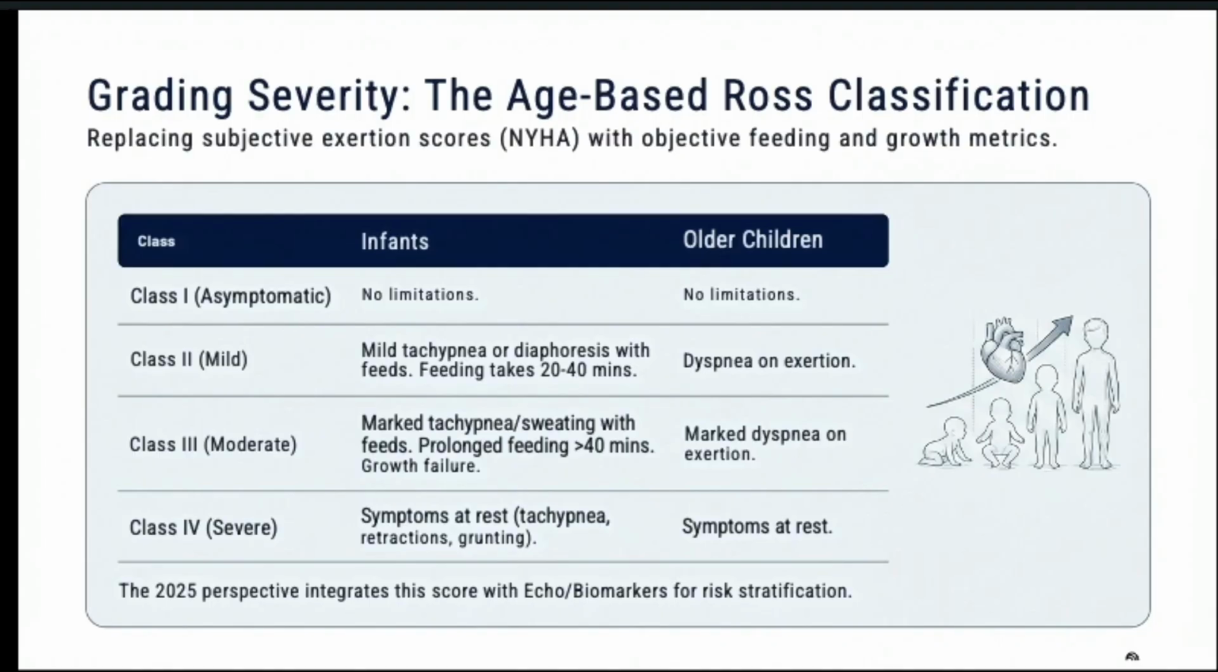Class 2, which is mild, basically there is mild tachypnea, mild tachycardia, the feeding is prolonged, and the child takes somewhere between 20 to 40 minutes on feeding. And in older children, they might be having some mild dyspnea on exertion.